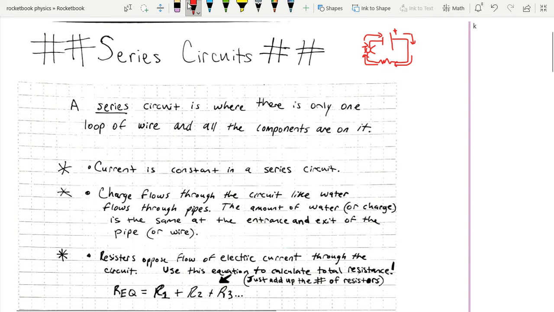Now, a series circuit is where there's only one loop of wire and all the components are on it. That's your official definition. Okay? Everything's connected in line. If I had all of y'all hold hands, right? And you made a giant chain just of people holding hands, that right there is a series circuit. Okay? Now here's some rules for series circuits.